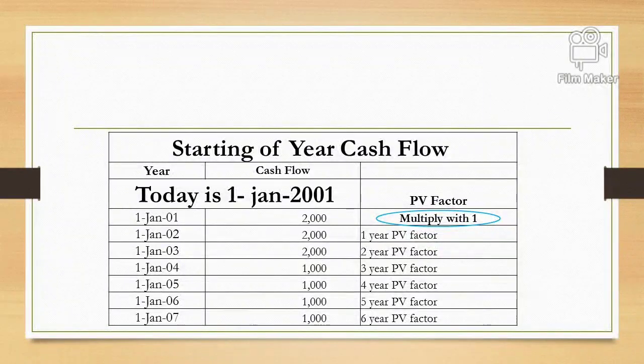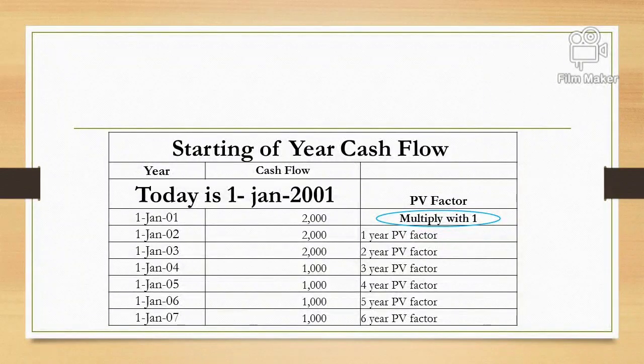There is no need to find the present value. Now the second installment which the company will pay me will be on 1st January 2002, and we are buying the investment on 1st January 2001, so we are 1 year away. The company is actually paying us this second 2,000 after 1 year. Now our job is to find the present value. We are 1 year away from this, so we will multiply with the 1 year factor.